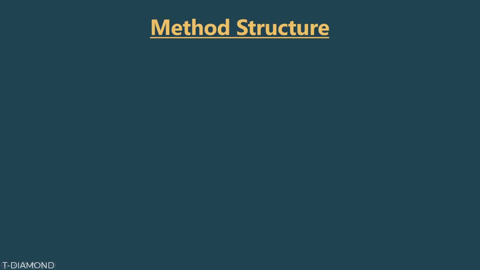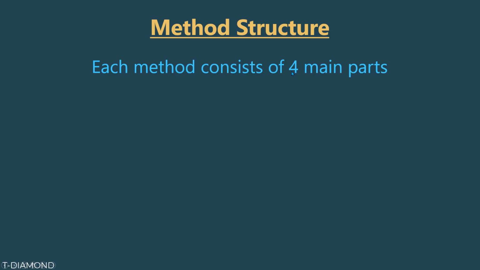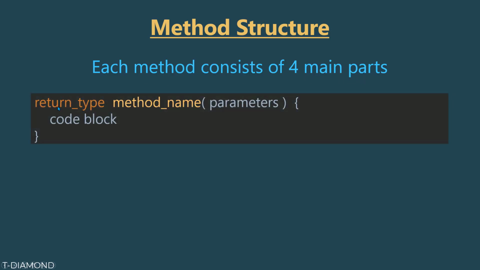Okay. First of all, each method consists of four main parts. Let me show you. First of all, we have what's called the return type. And then we will put a space. Then we'll put the name of the method. And then we'll put some parentheses like this. Inside the parentheses, we'll put the parameters for this method.